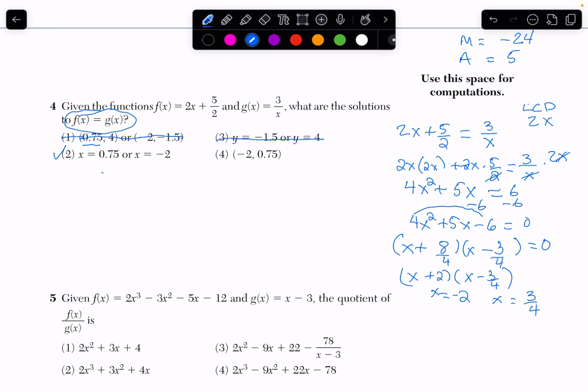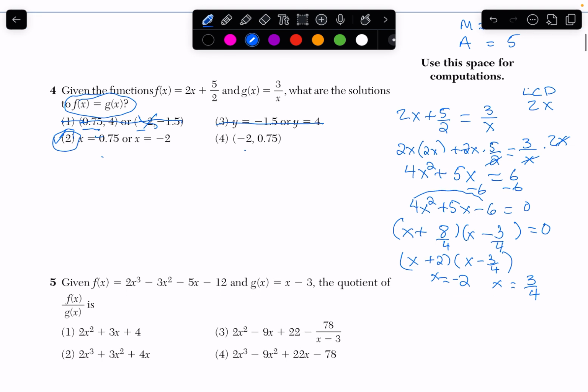They're giving you coordinates here, right? And the coordinates don't make sense because you don't have the right x's. This x is no good. This x is all right. They're trying to trick you. So this one is 2.